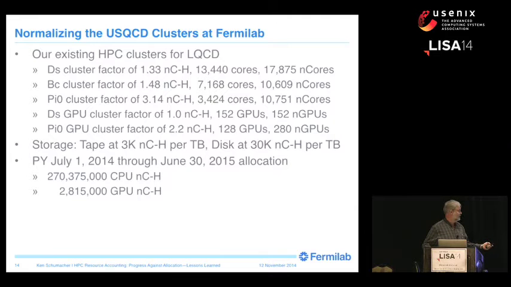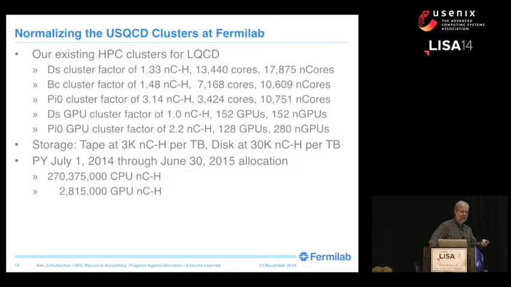The new Pi0 cluster took a whole new step, 3.14 times. So each core hour on that, you multiply by 3.14, and that's how many normalized core hours you would be charged against your allocation. So we got half as many nodes, but we still have a little bit more processing power in the new cluster. DS GPUs are the GPU that we use as standard, so that's a 1.0. The Pi0 GPU nodes are 2.2 times that as far as the performance goes.